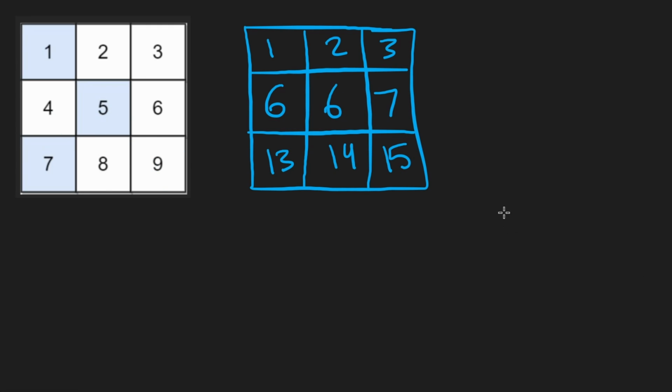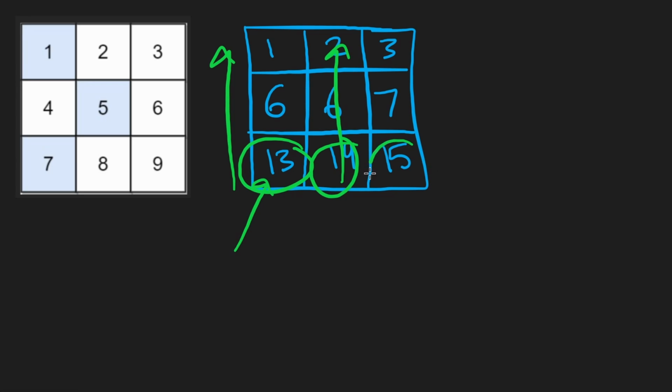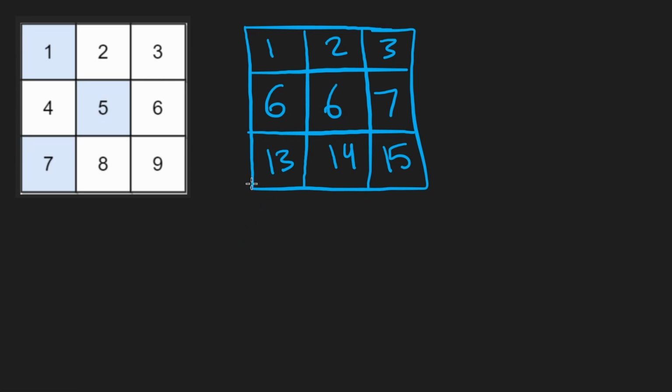Now you probably know what we're going to do, because this represents a path from the bottom to the top, this represents a path from the bottom to the top, and this represents a path from the bottom to the top. We want the minimum among all of these, which is of course going to be 13. That's what we would return.